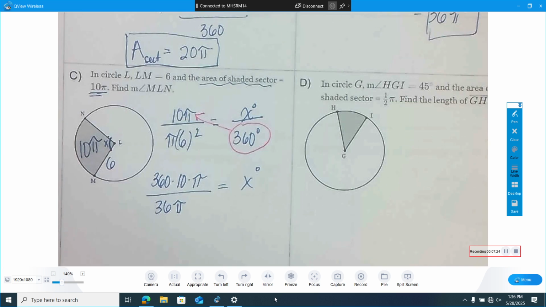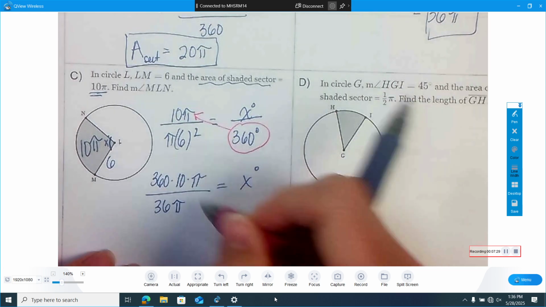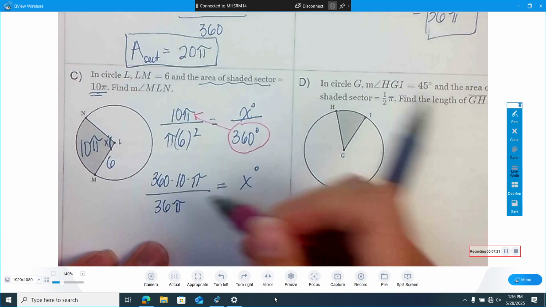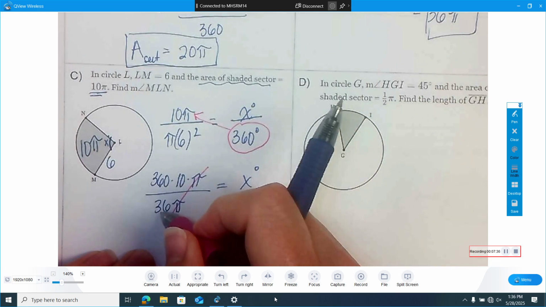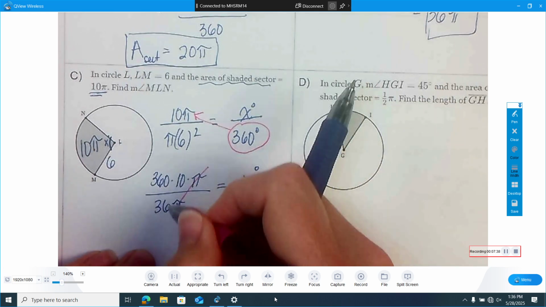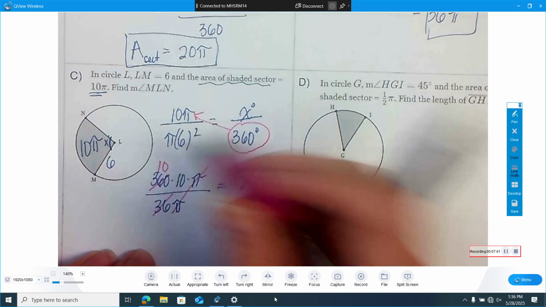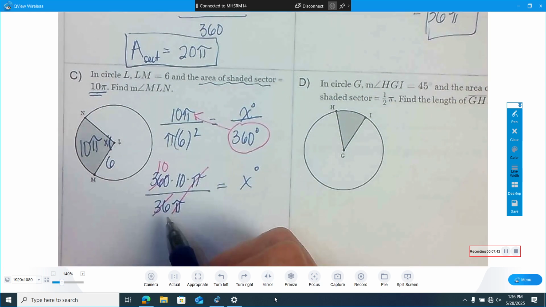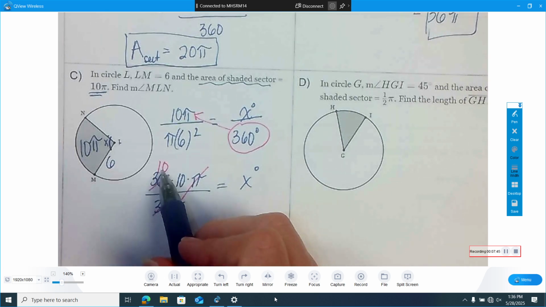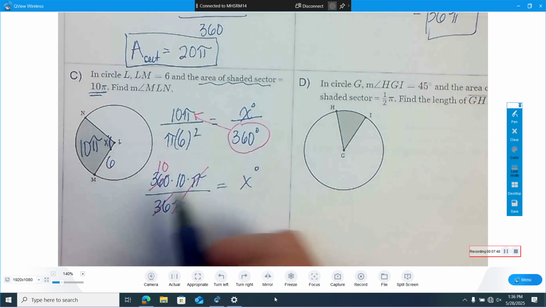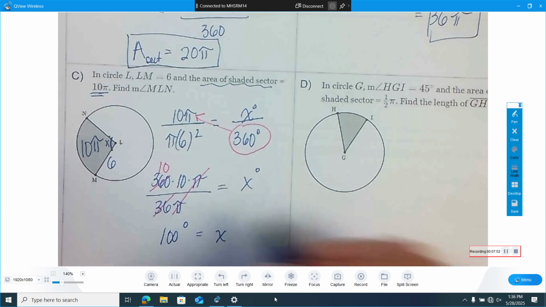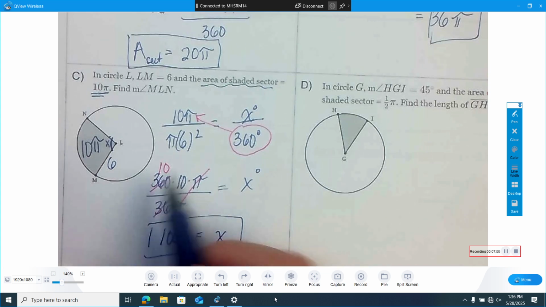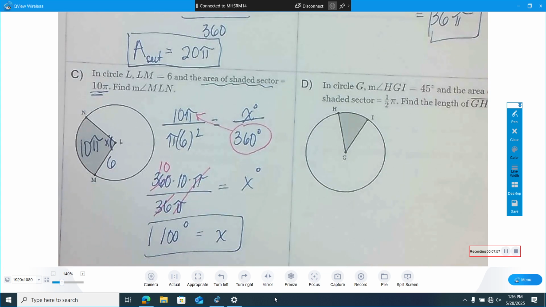No. I'm showing you this because I think it is important that you learn how to simplify some stuff here. What happens with these pies on top and bottom? Yeah, that's always nice. And then how many times does 36 go into 360? 10 times. And so 10 times 36 is 360. So we're left with 10 times 10, which is simply 100 degrees equals X. Could you have put that stuff in your calculator if you needed to? Yeah. Sure, absolutely.